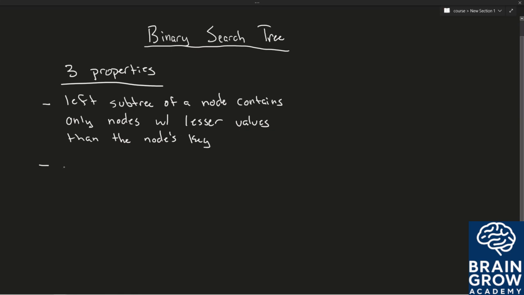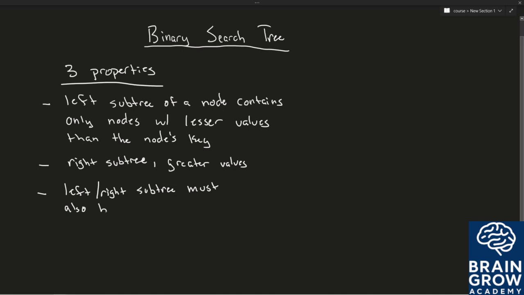The second property is very similar, except instead of the left subtree, it is going to be the right subtree, and instead of lesser values, it is going to be greater values. And then the third property is that the left and right subtree must also be a binary search tree.